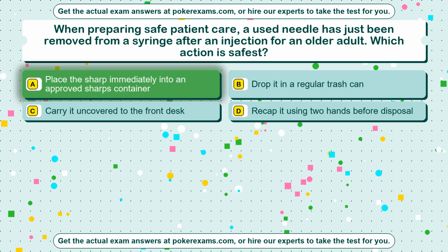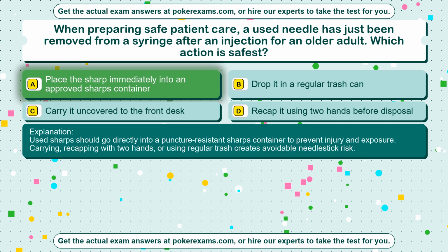The correct answer is option A. Place the sharp immediately into an approved sharps container. Used sharps should go directly into a puncture-resistant sharps container to prevent injury and exposure. Carrying, recapping with 2 hands, or using regular trash creates avoidable needle stick risk.